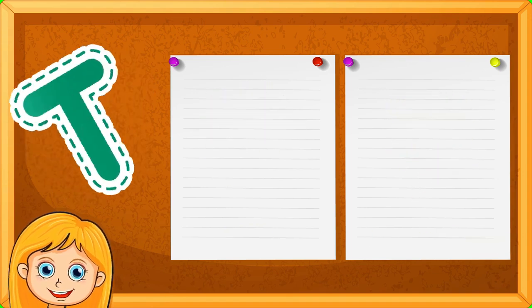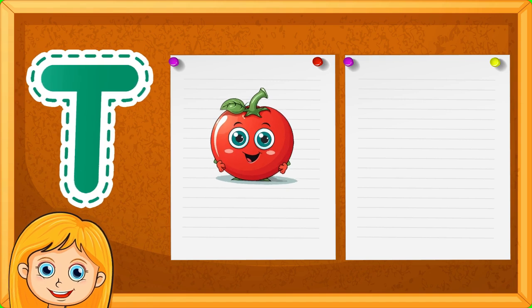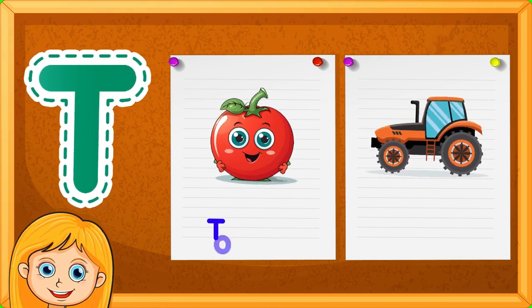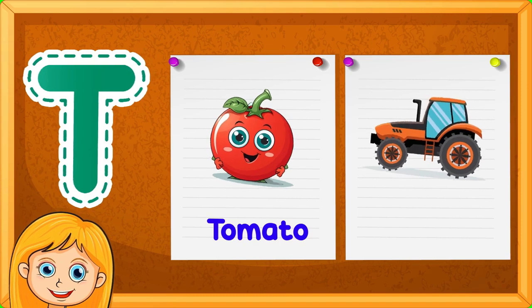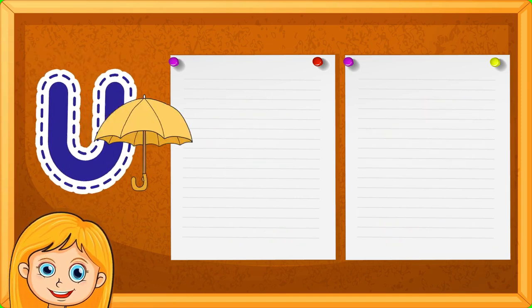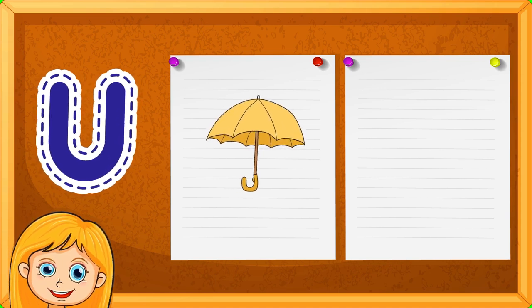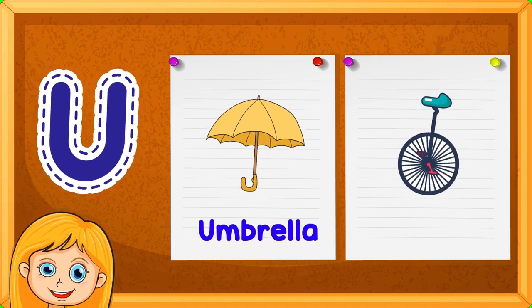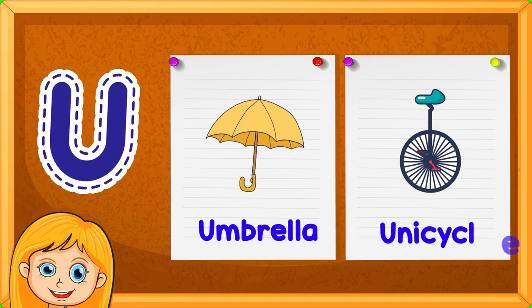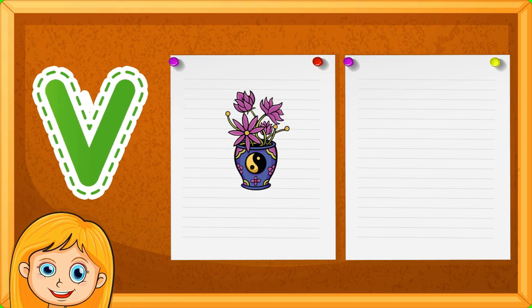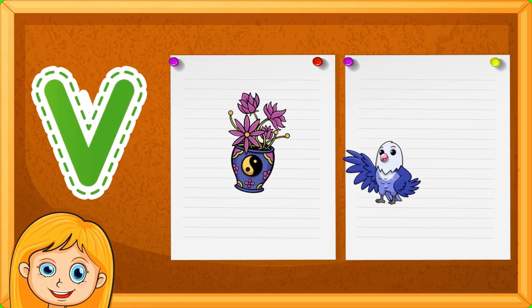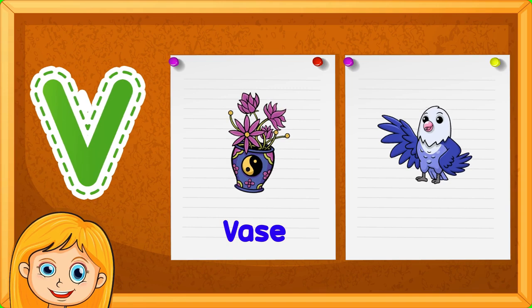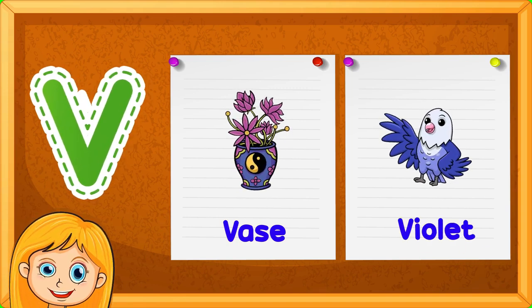T is for tomato. T is for tractor. U is for umbrella. U is for unicycle. V is for vase. V is for violet.